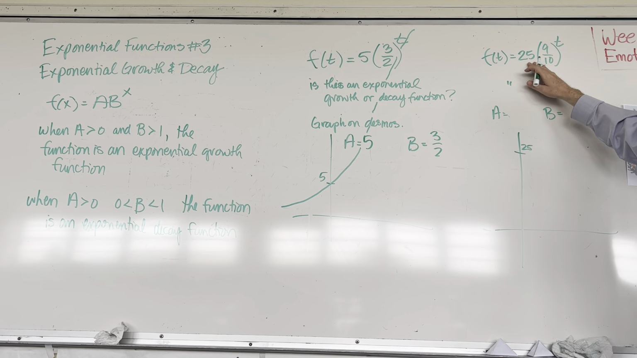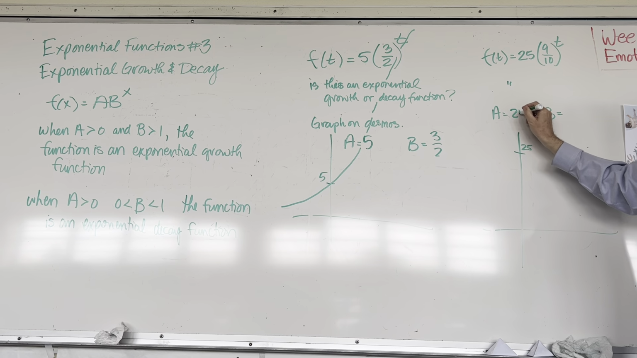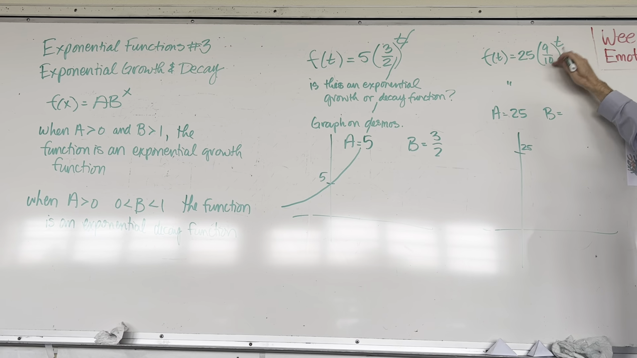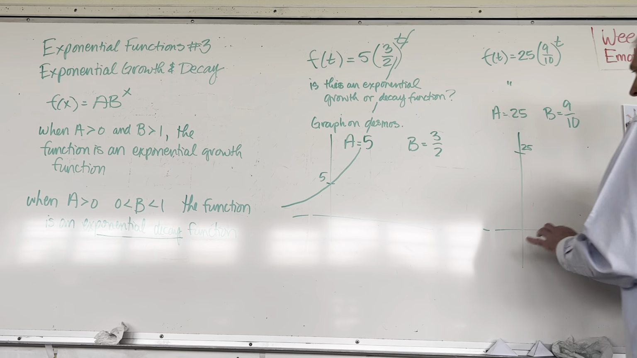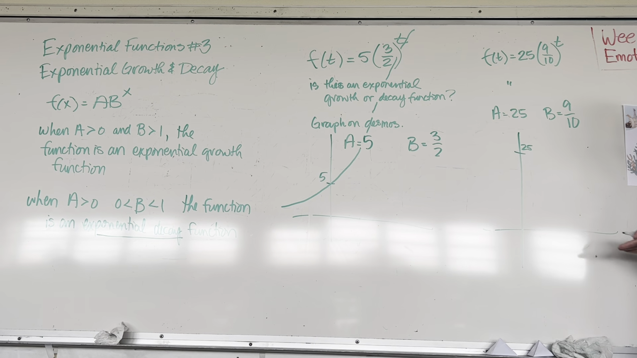What's A? 25. What's B? 9/10. Tell me about 9/10. Does it fit, is it greater than 1? Or is it between 0 and 1? Between 0 and 1. What kind of function do you expect it to be? Exponential decay function.